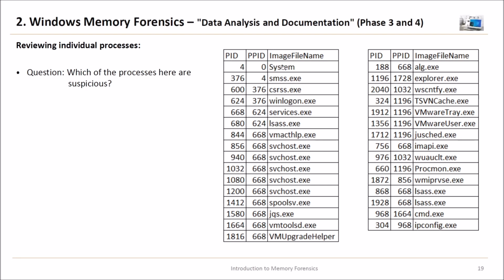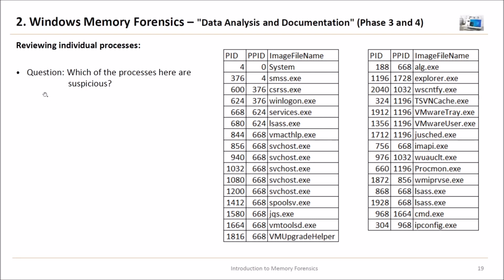So the system process, the main process you could say, or the kernel process, has the process ID 4. It has no parent ID, or it has a 0. Then we have this SMSS.exe here. It has the process ID 376, and it was started by the system. And using that, you can reconstruct the complete tree of which process started or spawned which other process.